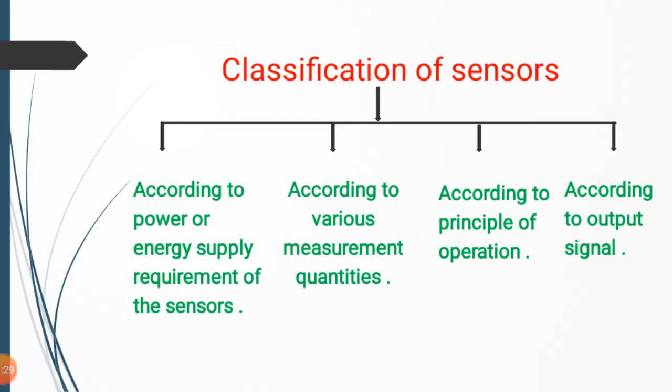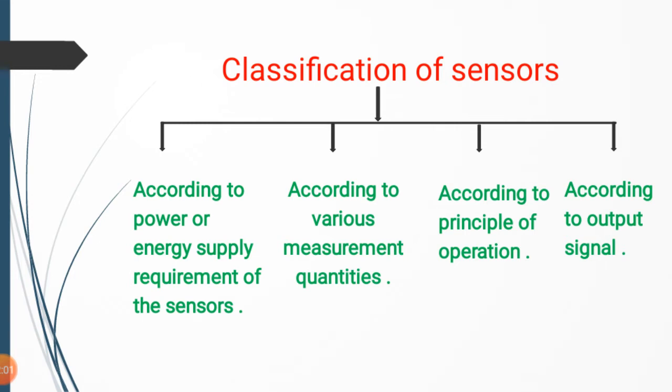Now the next point of our first chapter is the classification of sensors. We know that a sensor is a device which is used to measure a physical quantity and convert this physical quantity into a measurable form, that is an electrical signal, either voltage or current. Now there are different types of sensors depending on different criteria. So let's see.